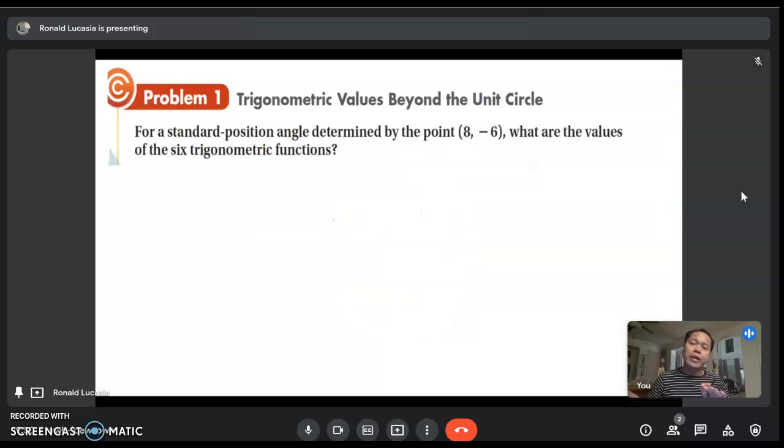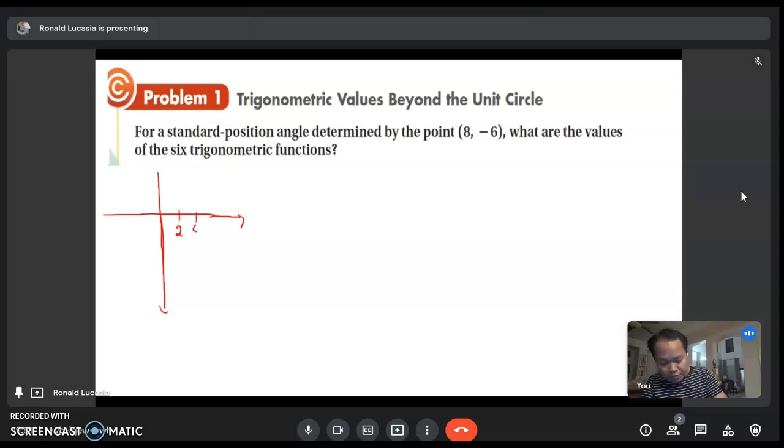So let's apply those trigonometric ratios in solving problem number 1. For a standard position angle determined by the point 8 and negative 6, what are the values of the 6 trigonometric functions? I would strongly suggest that you draw the point 8 and negative 6 in a Cartesian plane. 8 and negative 6 technically falls in the fourth quadrant.